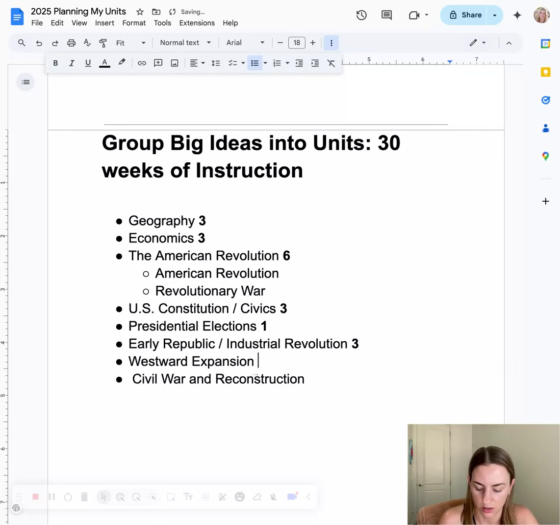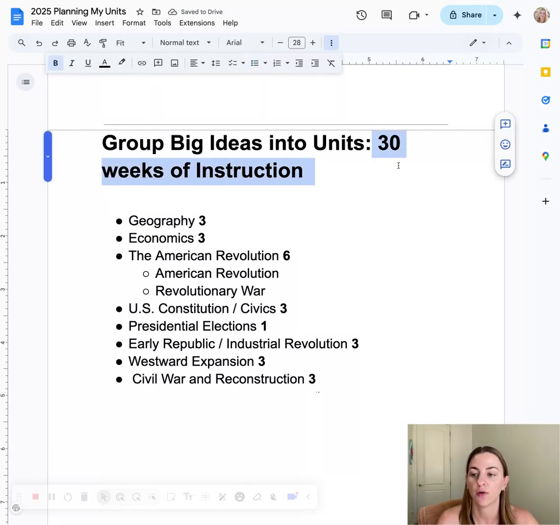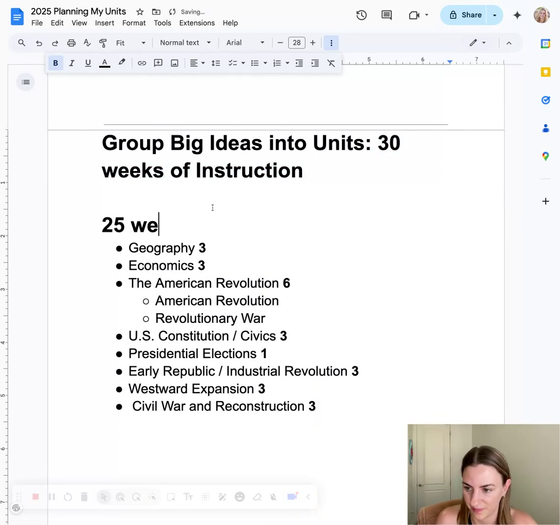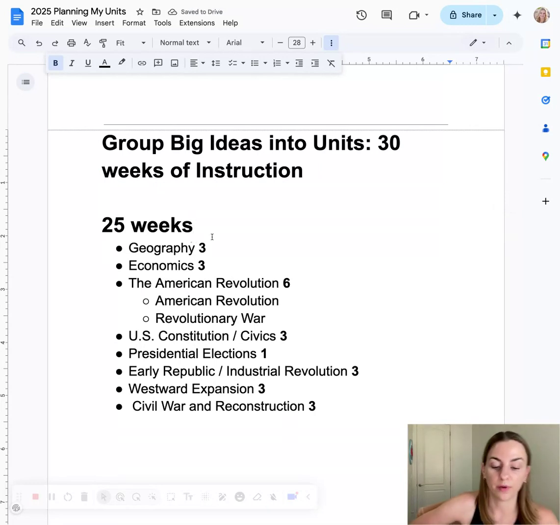Westward expansion is 3. And if you want more information on these, you can refer to the pacing guide that's linked in the long range plan template. It's at the very top. And then Civil War is 3 weeks. Okay, now I know I have 30 weeks of instruction before testing. And so if I add these up, 18, this is 25 weeks, which I love that. Because that means that I have a little bit of wiggle room to expand some of these units.